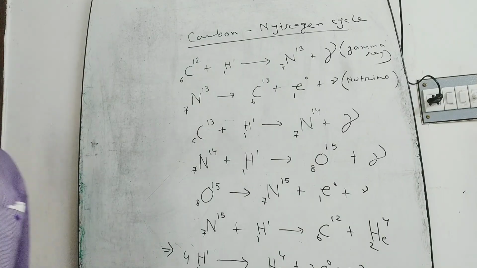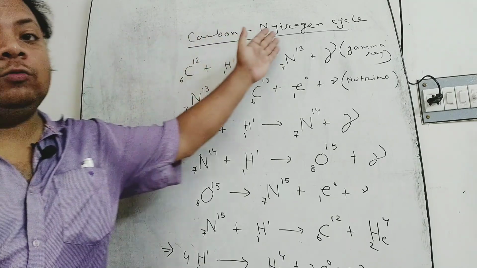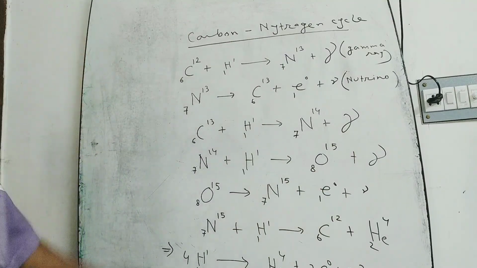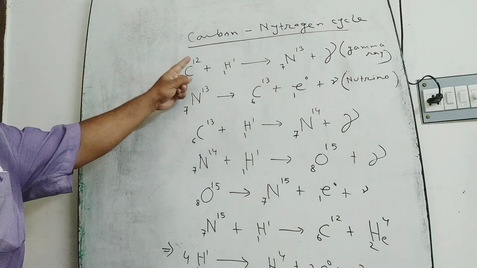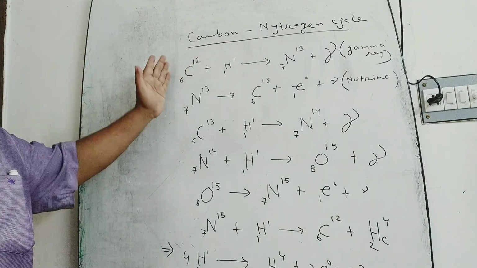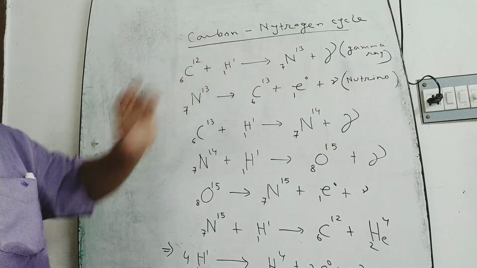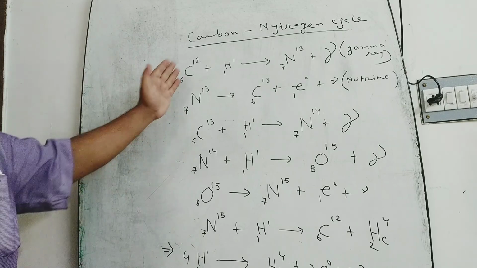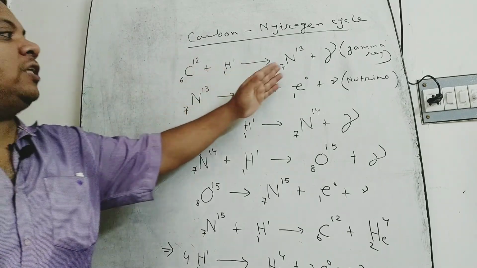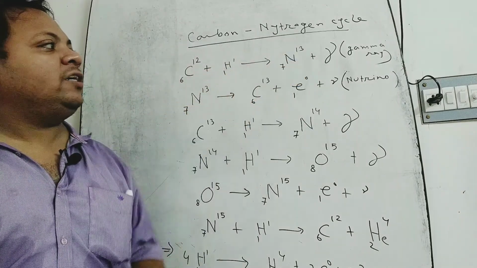We can get nuclear fusion by the carbon-nitrogen cycle. Here, initially a C-12 carbon nucleus reacts with a protium and gives us nitrogen-13 and a gamma ray.